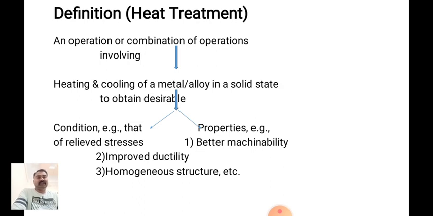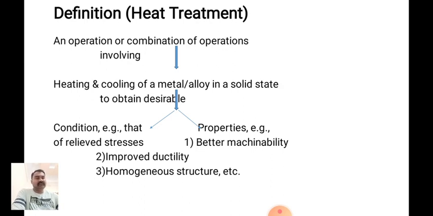Understood? What is the definition of the heat treatment process? Heat treatment is an operation or a combination of operations which involve heating and cooling of a metal or alloy in a solid state to obtain the desirable condition and/or to obtain the desirable properties. This is the basic and complete definition of the heat treatment process. Whenever you are asked in the exam what is the heat treatment process, you can explain it in this way.